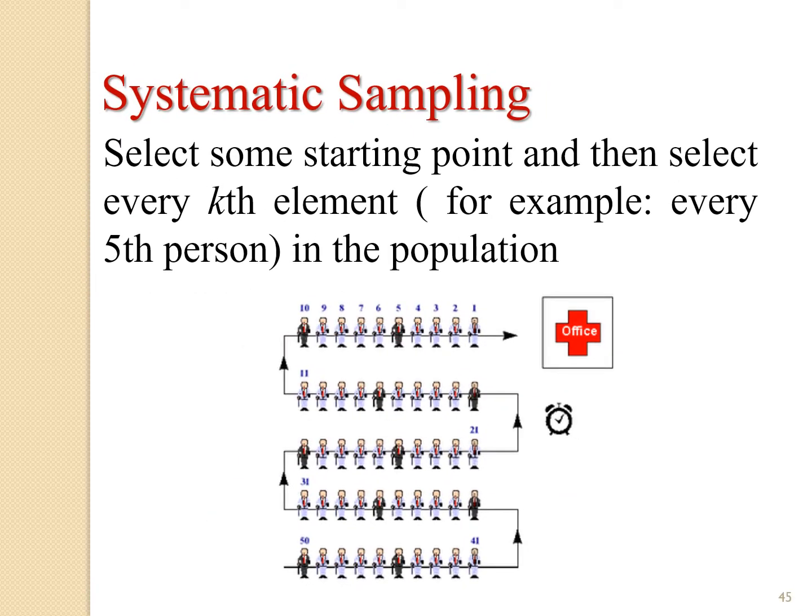Systematic sampling: we select a sample in a systematic order. For example, select some starting point and then select every kth element. In the picture, we select every fifth person in the population as a sample. This type we call systematic sampling, where we select the sample in systematic order.